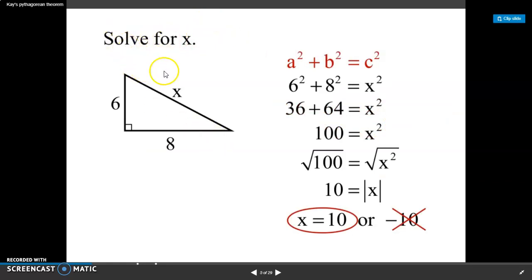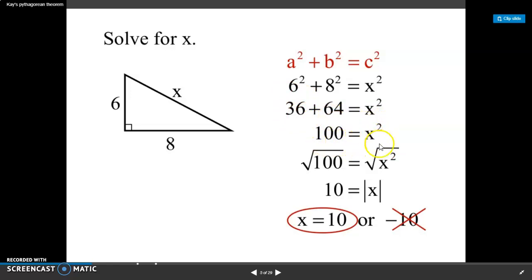Here we need to solve for x. So x is the hypotenuse. As we have seen in the last slide, a square plus b square is equal to c square. In our case, c square, the hypotenuse, is represented by x square. This is part A, 6 square, plus 8 square is equal to x square. So x square is 36 plus 64, and x square is equal to 100.